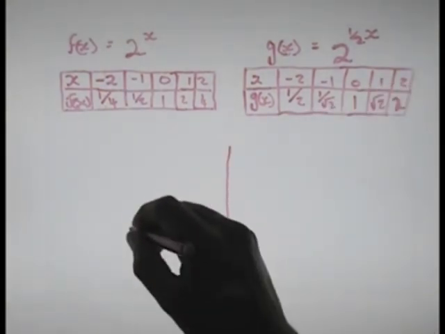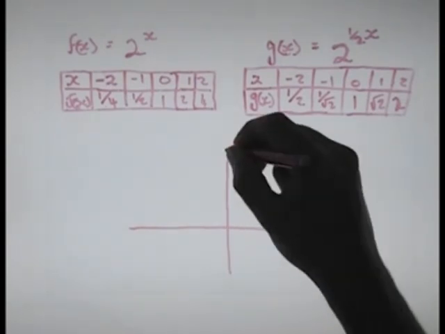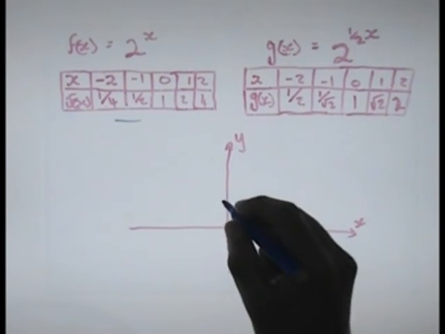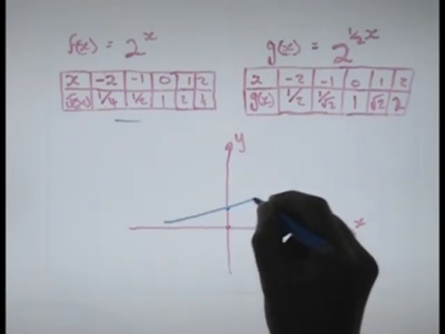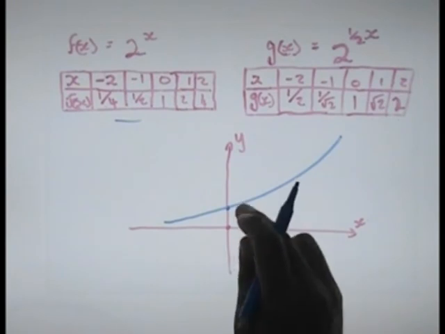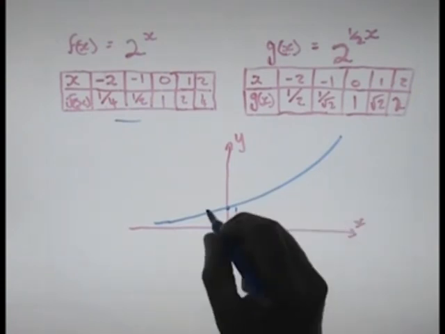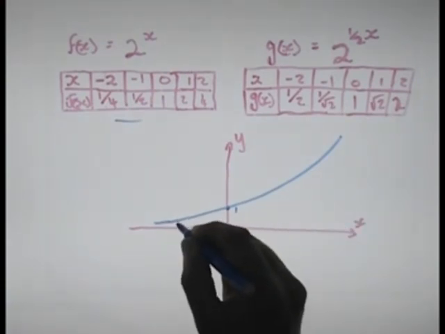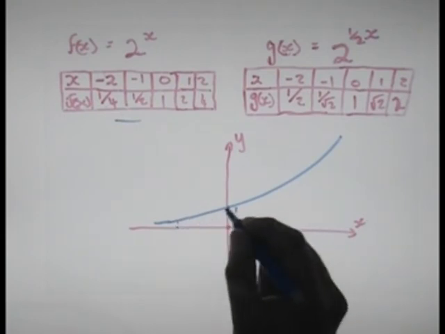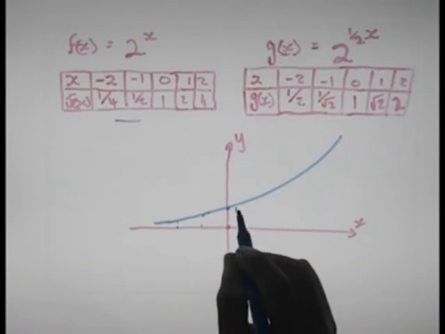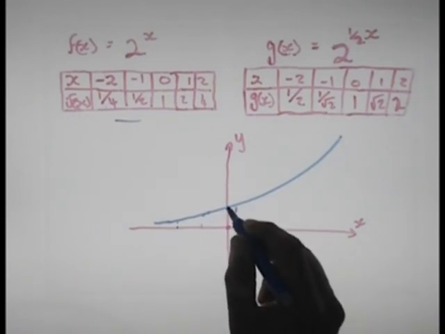Looking at our axis again, x-axis, y-axis. The first graph I'm going to draw in blue again. 2 to the power x, it's going to cut through at x is equal to 0, y is equal to 1, and all those other points are going to slot in. For example, when x is equal to negative 2, that's going to be 1 over 4. When x is equal to negative 1, that's going to be a half.